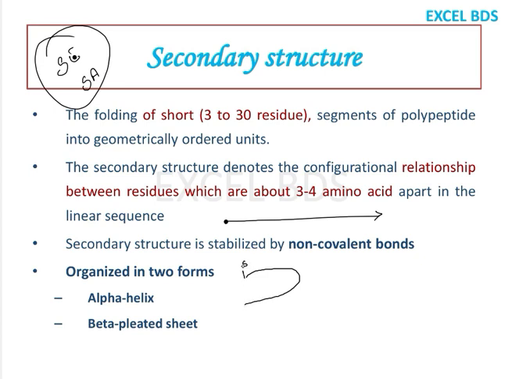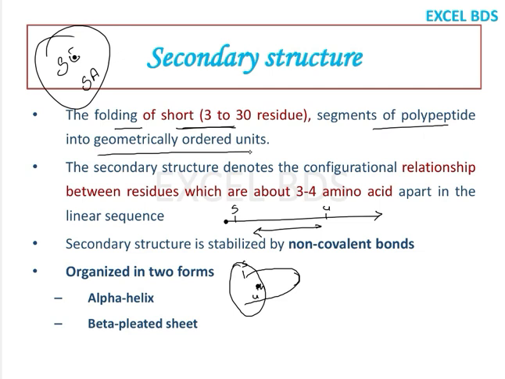This is the first amino acid. This is the fourth amino acid, for example. Now you can see if this was the sequence, first and fourth, then they were far from each other. When there is a folding, now what happened? These both have come together or nearby. So what is happening? The folding of short residues or short chain amino acid segments of the polypeptide chain into a geometrically ordered unit.